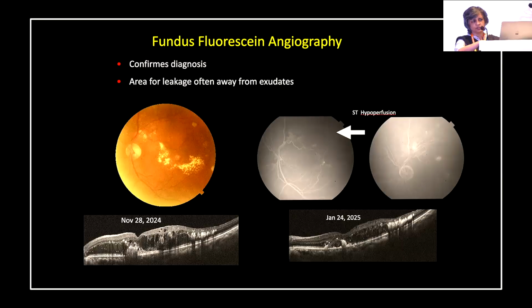OCTA could not show this because the patient had motion artifacts. And OCTA also becomes relatively useless when the media is opaque. Fluorescein still gives us some images. So this is where to do the laser for the exudates.